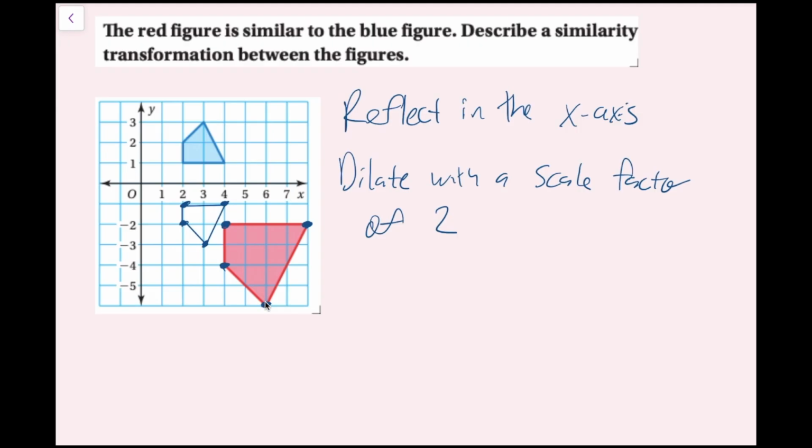All right, so by first reflecting the blue figure in the x-axis and then dilating this with a scale factor of 2, you can see that now I have the red figure. Okay, so I've successfully described a series of similarity transformations between the two figures, and now I'm done with this one.